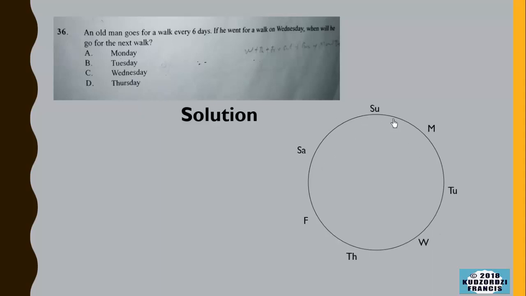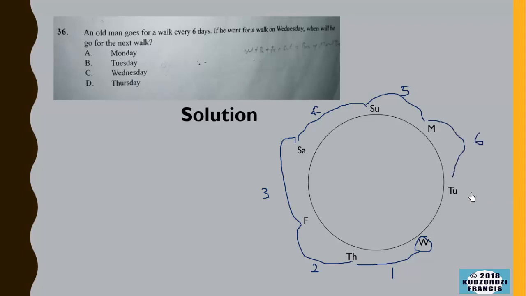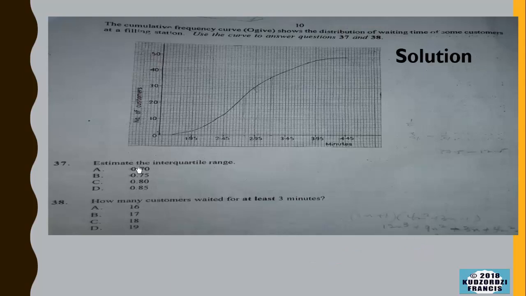And this one is a cyclic problem, it's like modulo. So he went for walking on Wednesday. So we have 1, 2, 3, 4. So the 5th day is this, and the 6th day will be Tuesday. So that's it. Now we have this.